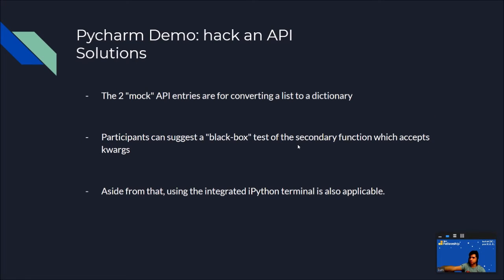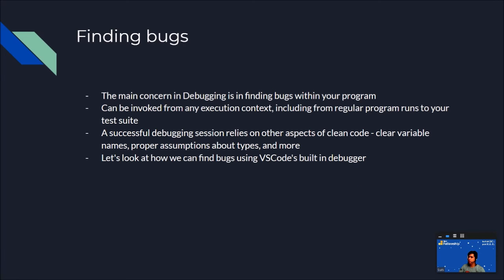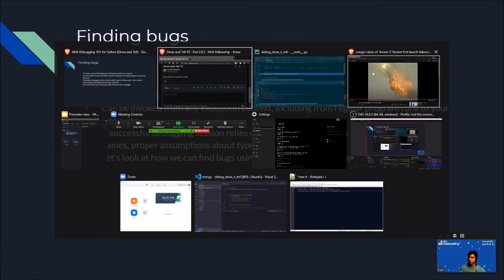Anyways, I have some notes here in case we got stuck. The second example is using the debugger to find bugs. The main concern in debugging is finding bugs within your program. Like I said, you can invoke it in any execution context. What we're going to do is look at it in VSCode, and I'm going to show you a different piece of code.